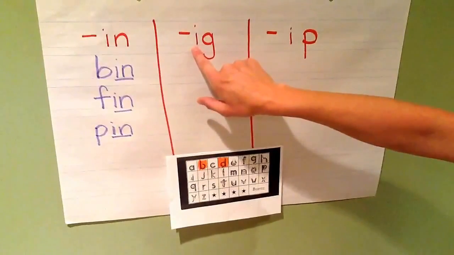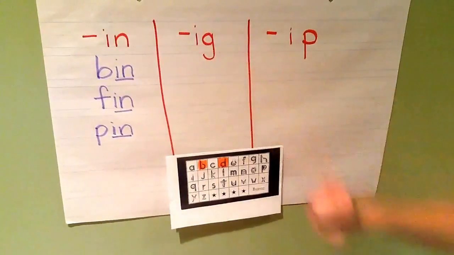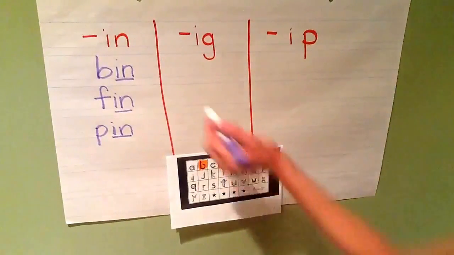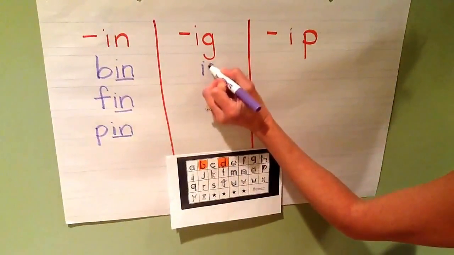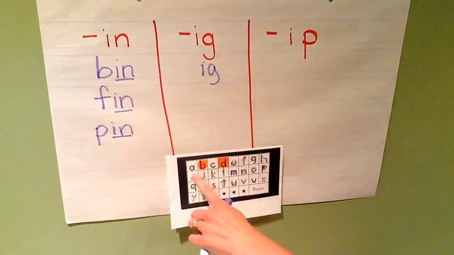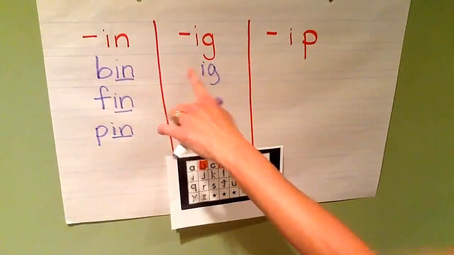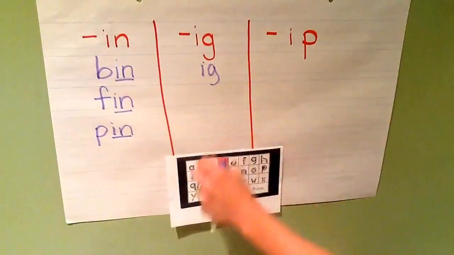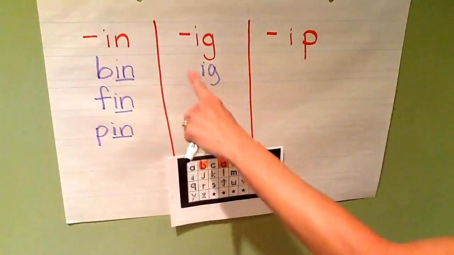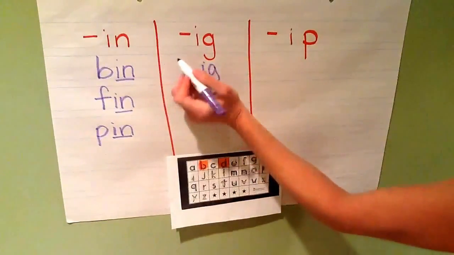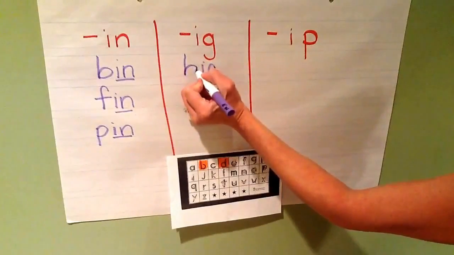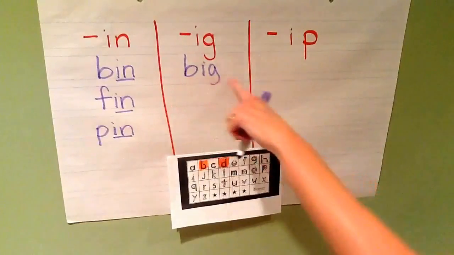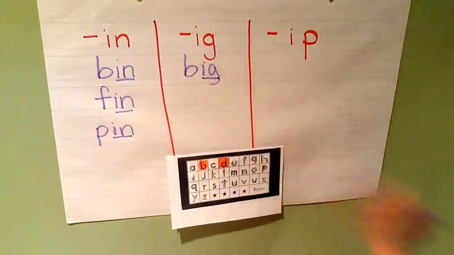We say this as ig. Ig. I want to add a letter in front of the ig word family to make a real word. I'm going to write ig. Let's look for a consonant that we can add to the front of this word family. What about the B? Notice how I'm starting again at the beginning. Big. Big is a real word. So let's write big. Okay? You will notice that in my word big is the word family ig.